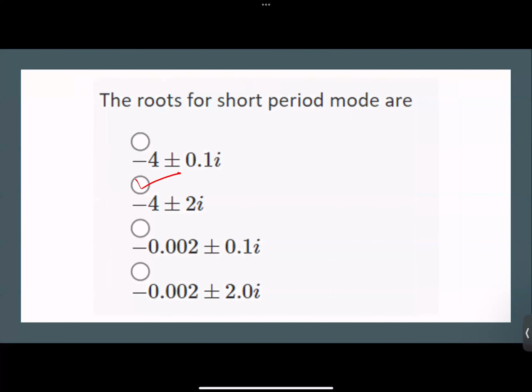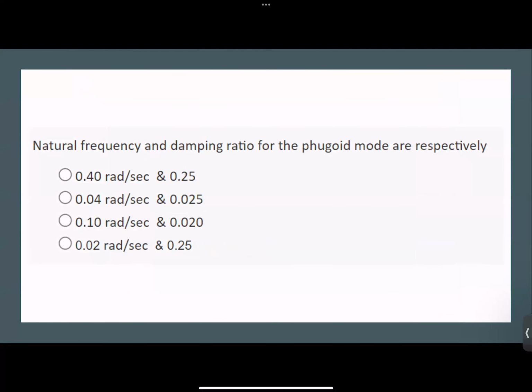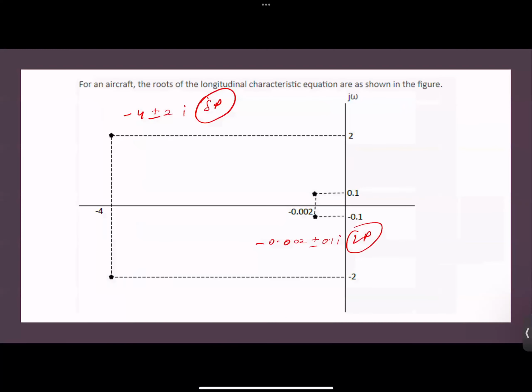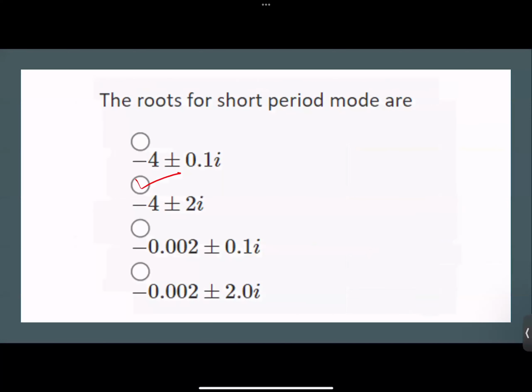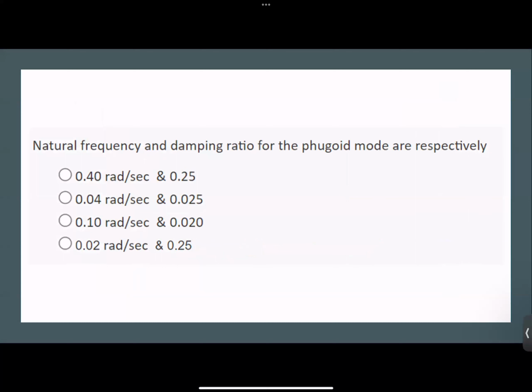Now let's look at the next question. Natural frequency and damping ratio for the phugoid mode are respectively. So the roots for the phugoid mode were this. You find out the natural frequency and damping ratio. So the roots were -0.002 plus or minus 0.1i. Okay. Can you find out the natural frequency and damping ratio? I'll give you a couple of minutes to solve this.